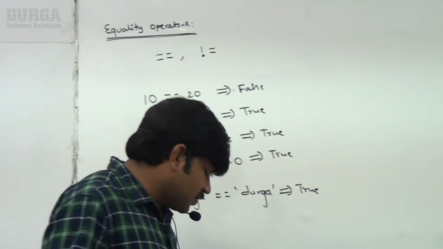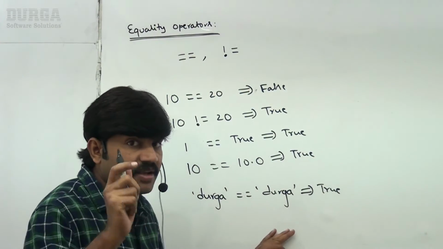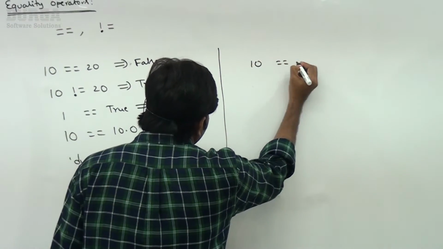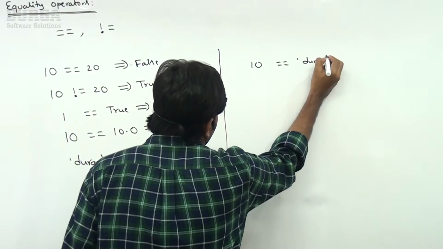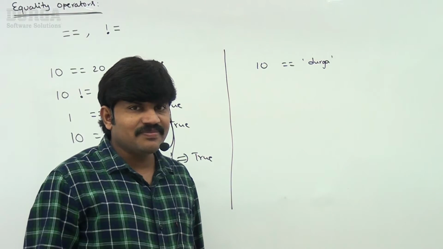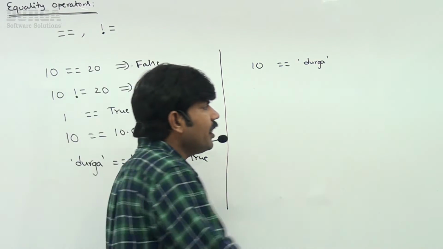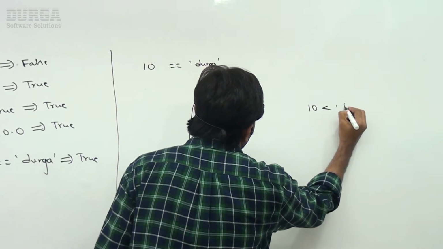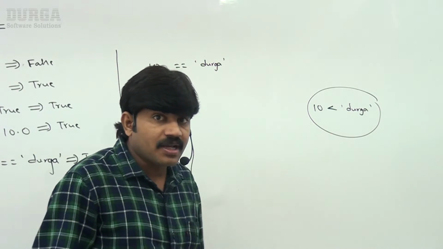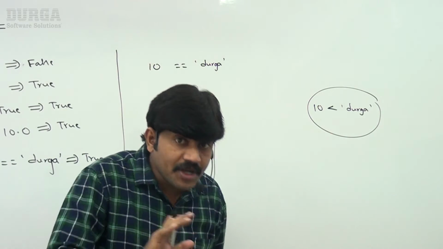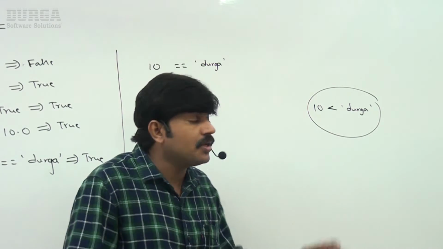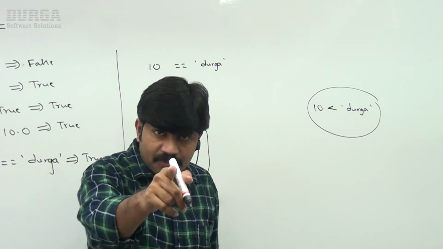But here one small twist is there. Take very special care. I'm taking 10 double equal to 'Durga'. Can you guess what the answer is? Somewhere we covered 10 less than 'Durga'. If we do that, we got a type error, because relational operators can't be applied to incompatible types. One is a number, the second one is a string. There is no compatibility, so how can you use relational operators? Type error.